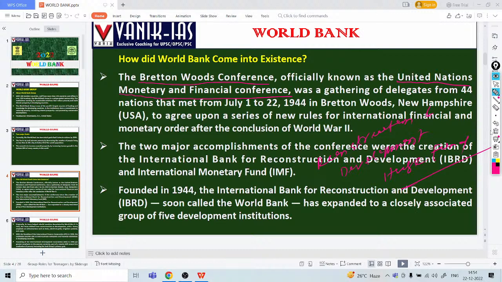The two major accomplishments of the conference were the creation of the International Bank for Reconstruction and Development (IBRD) and the International Monetary Fund. So two major institutions were created: one is the IBRD and second is the International Monetary Fund.